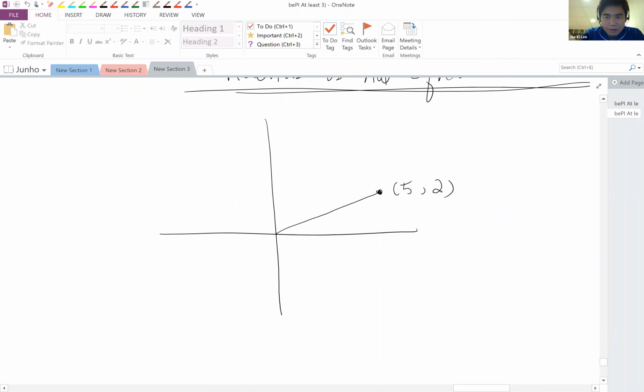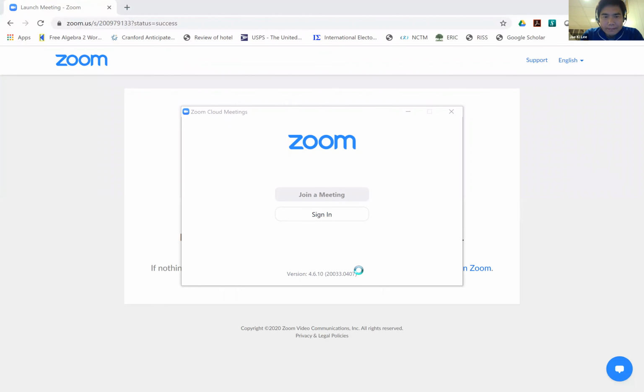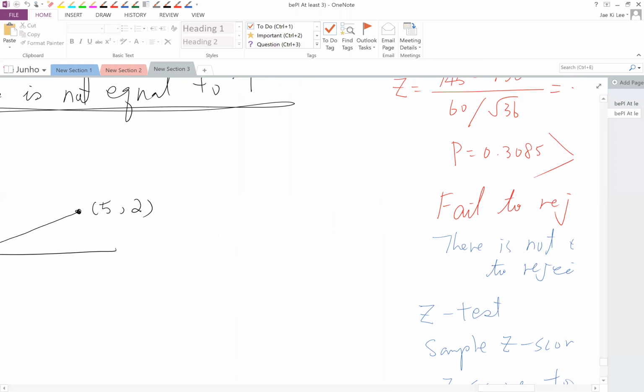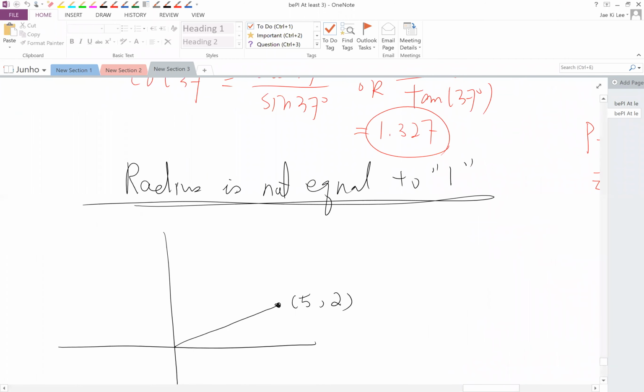Technical issue. Okay, so I'm going to reshare the screen here. Okay. So now 5 and 2 here. As you see, let me see my work on the right side. The work is not saved.